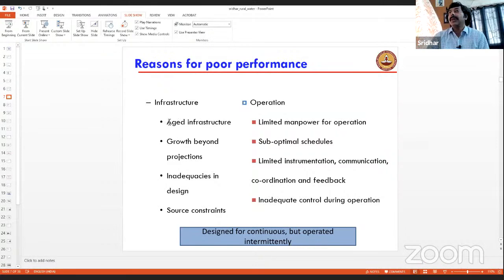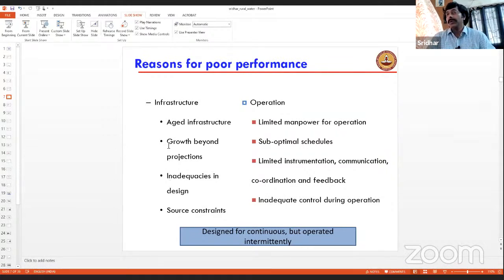One of the significant factors is that this infrastructure is aged. So the pipelines have become old. They started to leak. The tanks leak, and they just cannot supply and hold enough water. At the time of design, they assumed a certain growth pattern. The growth ended up being much more than what was projected.